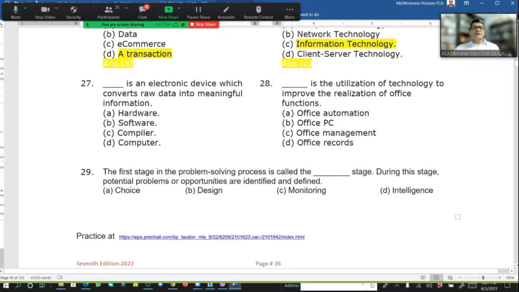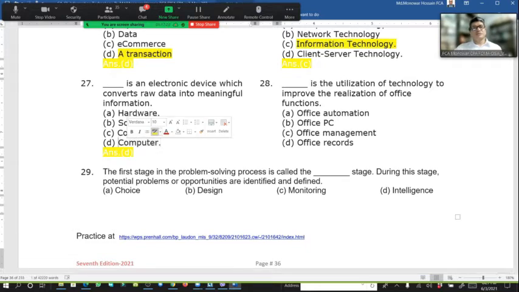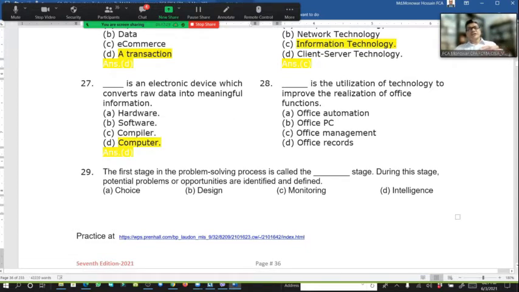Number 27, dash is an electronic device which converts raw data into meaningful information. Hardware, software, compiler, and computer. Computer. A computer is an electronic device which converts raw data into meaningful information.